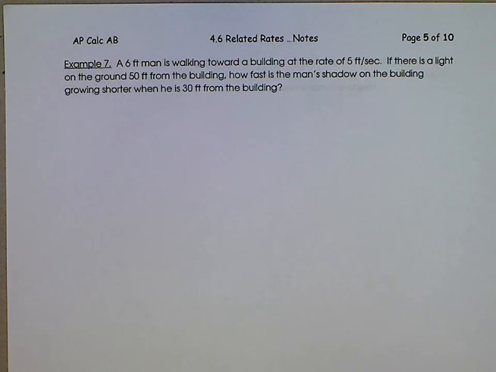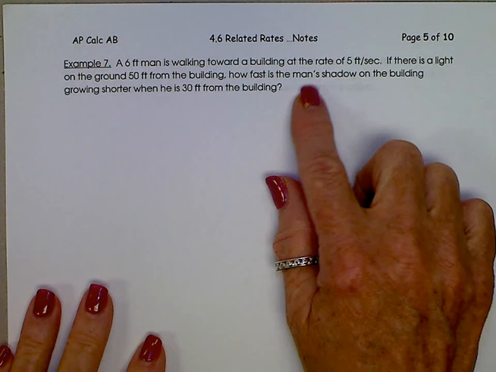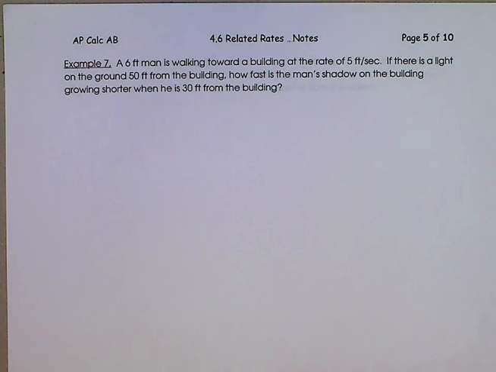Okay, section 4.6, page 5. More examples here. A 6-foot man is walking toward a building at the rate of 5 feet per second. If there is a light on the ground 50 feet from the building, how fast is the man's shadow on the building growing shorter when he is 30 feet from the building?